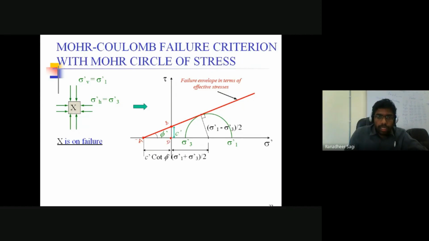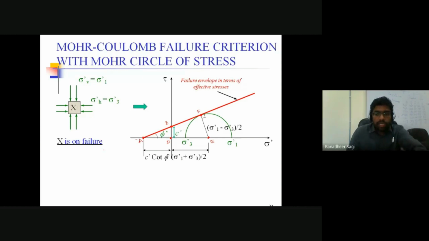Okay, so the failure envelope is represented as a tangent to your Mohr circle. The point where your Mohr circle and failure envelope are touching each other, I am indicating with the notation, let's say F, and the center of the Mohr circle I am indicating with the notation E. I'm just trying to talk about some mathematical construction, nothing more than that.